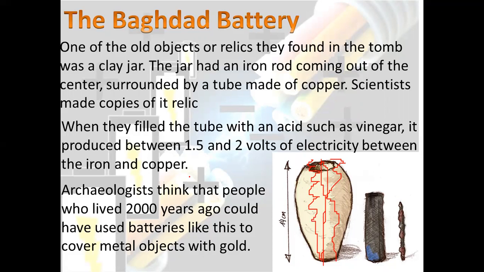Okay, so next what happens? When they filled this tube with an acid, what kind of acid were they using? They were using vinegar. It produced 1.5 to 2 volts of electricity between the iron and the copper. So this was one of the first, most prehistoric types of cell in that era.